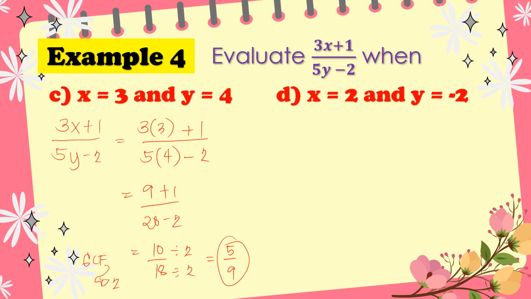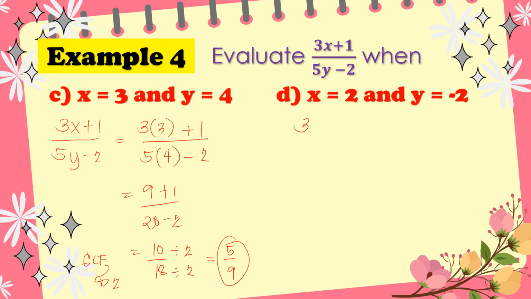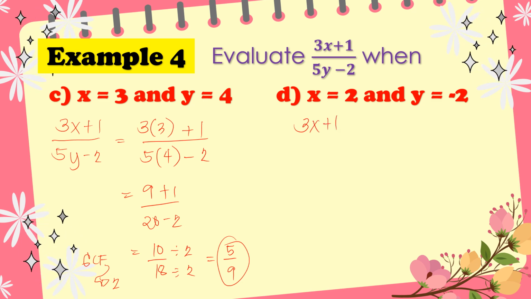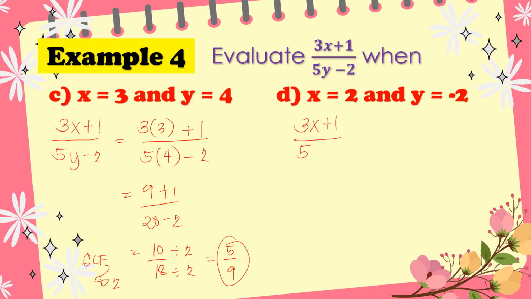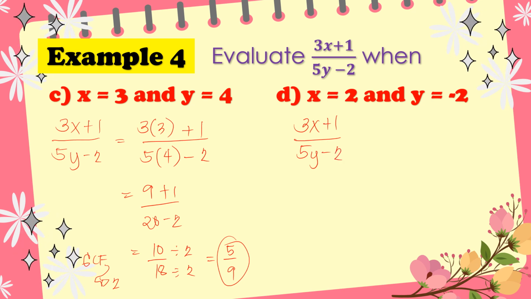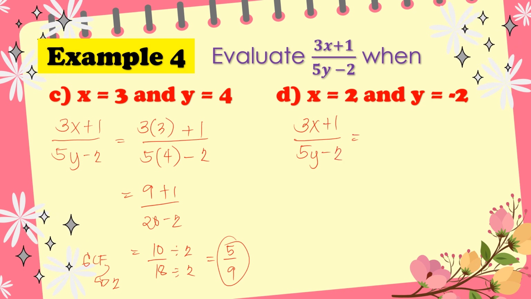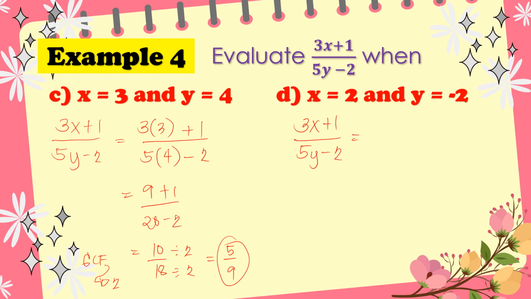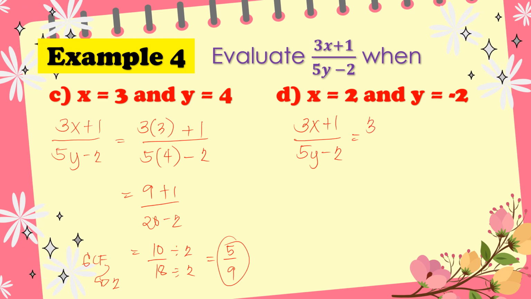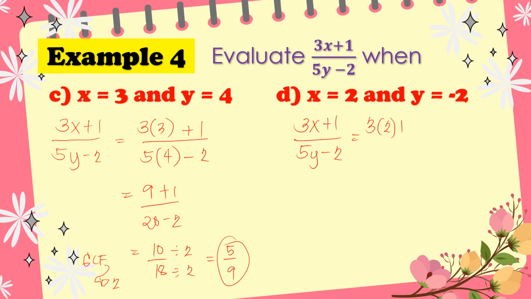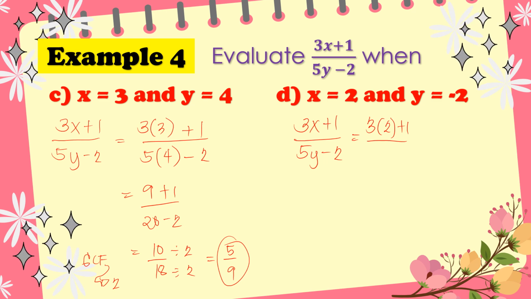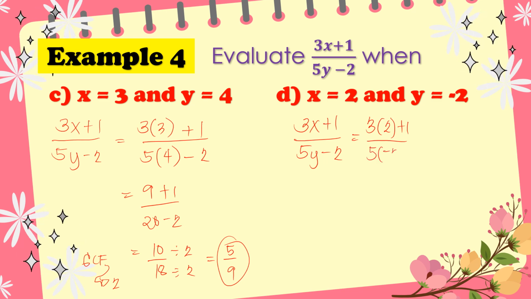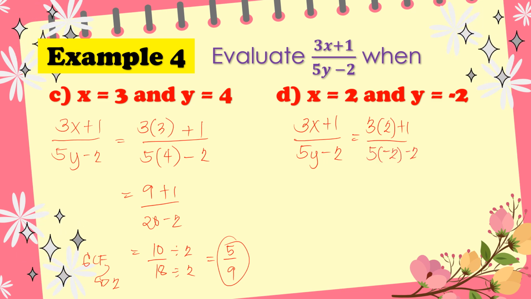Now, if x is equal to 2 and y is equal to negative 2, what will happen to the value of the expression? Again, rewrite natin yung given para hindi tayo malito. Pagkatapos mag-rewrite, ang susunod na gawin is magsa-substitute. Laging ganun. So, 3 times 2 plus 1 all over 5 times negative 2 minus 2.